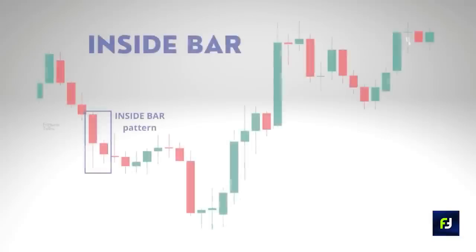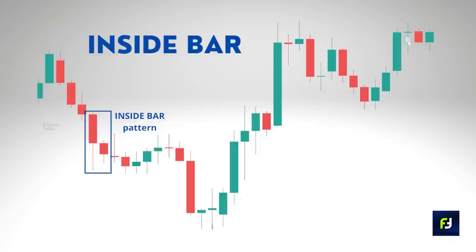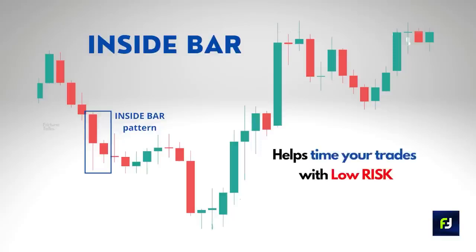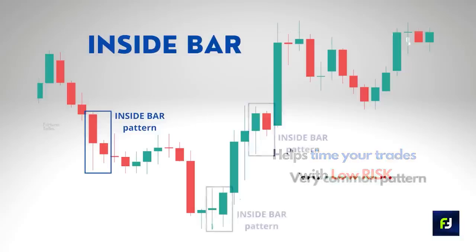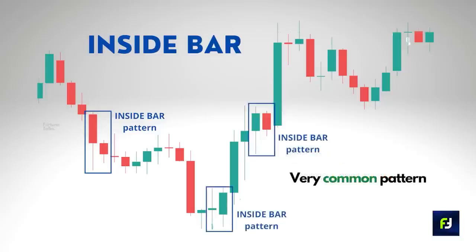The inside bar pattern is one of the most common candlesticks you will find on your charts. The inside bar is a simple yet powerful candlestick pattern. It can help you better time your trade entries with lower risk. And the best part, once you learn to identify this pattern, then you will very quickly see it everywhere. You will see it in many different markets and in all your different time frames.